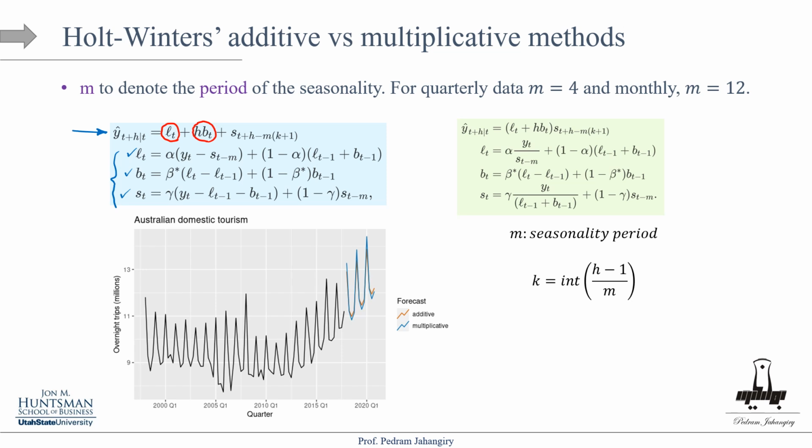And then this is new. This is a new component. This is a seasonality, right? For now, forget about this thing. Forget about this index t plus h minus m multiply k plus 1. I'm going to demystify it in the next slide.